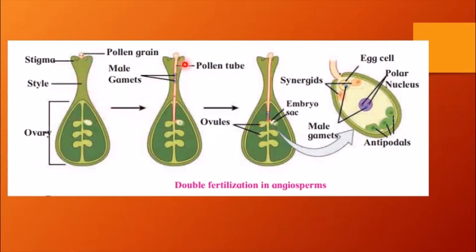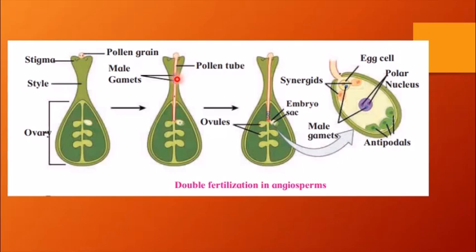Next, as the pollen grain gets attached to the stigma, inside you can see a tube is formed. This tube is called the pollen tube. Now what happens is, the pollen grain will burst and two male gametes are released. You can see here two gametes are there. So two gametes are released from that pollen grain.